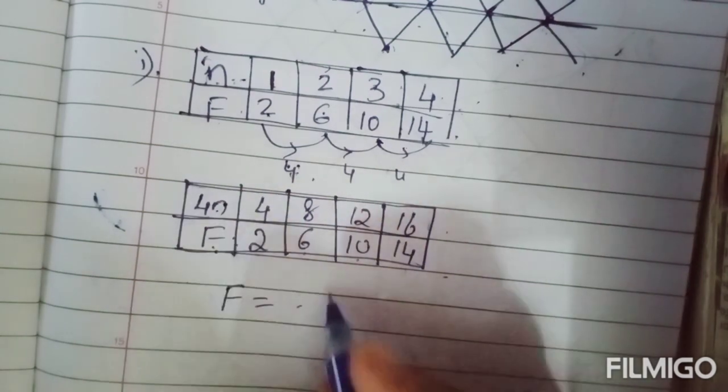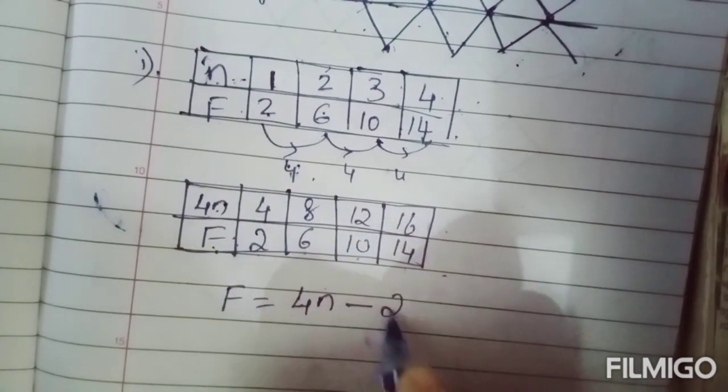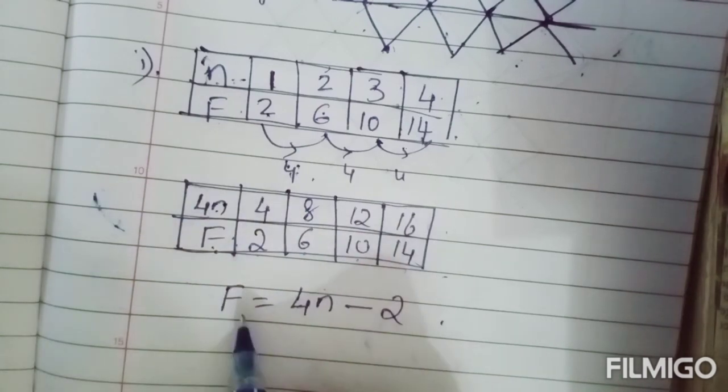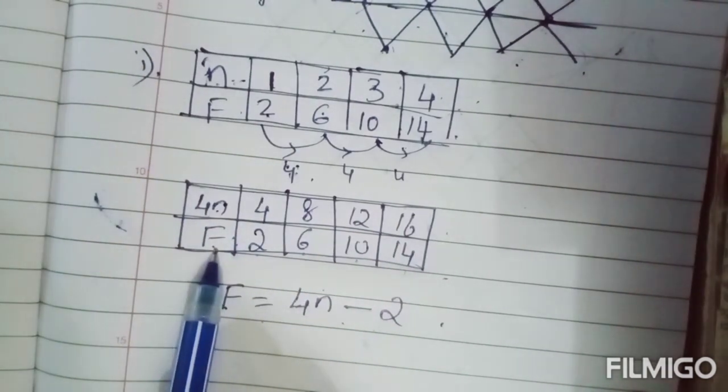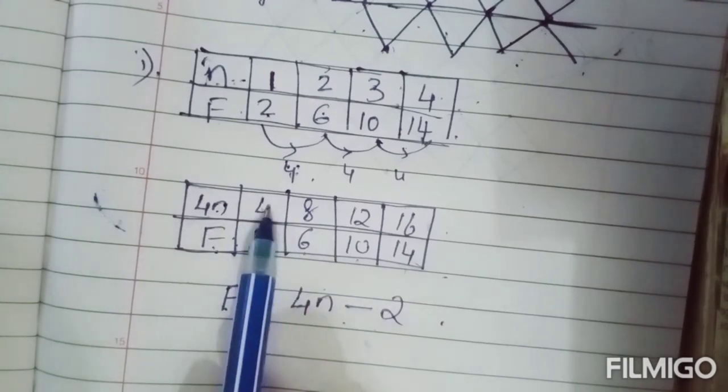Okay, so you can write 4n minus 2. This is f in terms of n. Here f is obtained by subtracting 2 from 4n.